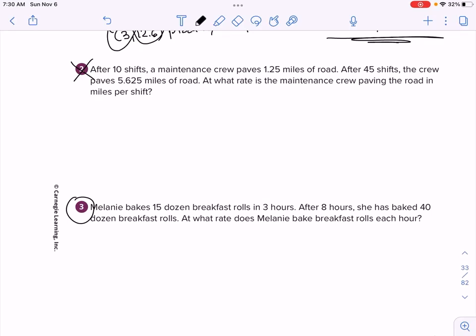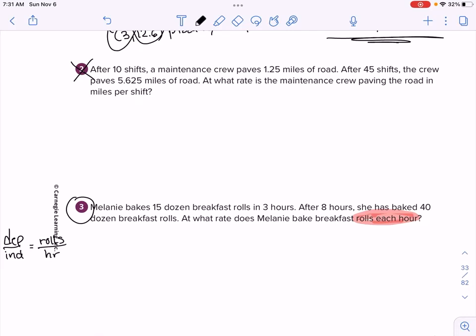After 8 hours, she has baked 40 breakfast rolls. At what rate does Melanie bake breakfast rolls per hour? Okay, let's write that out. So again, it's dependent over independent, and this is rolls per hour.